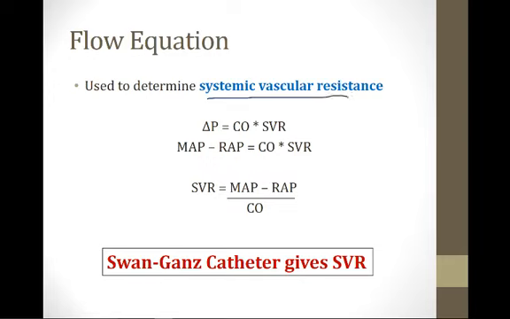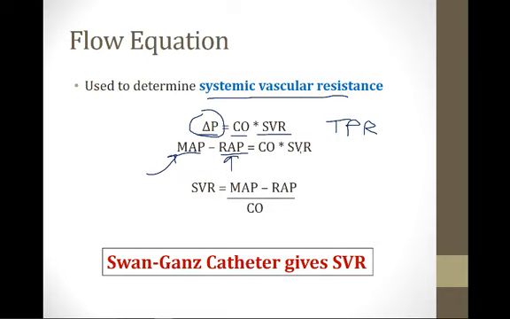So in the video on blood flow mechanics, I talk about the flow equation, and the flow equation says the change in pressure as blood moves through the body is equal to the cardiac output times the systemic vascular resistance. Systemic vascular resistance is the same thing as total peripheral resistance, or TPR. We can then say that the change in pressure as blood moves through the body is equal to the mean arterial pressure minus the right atrial pressure. Because blood leaves the heart and goes into a system where it has the mean arterial pressure, blood that returns to the heart has the right atrial pressure.